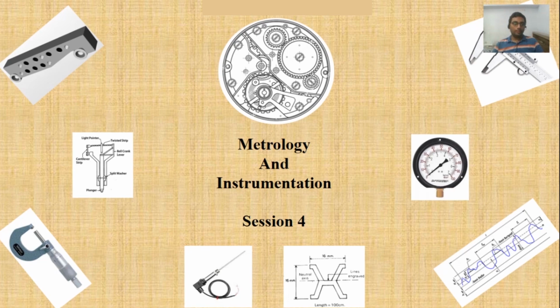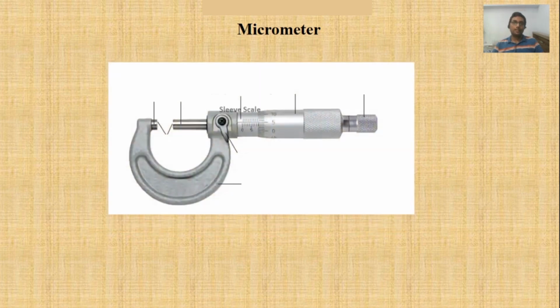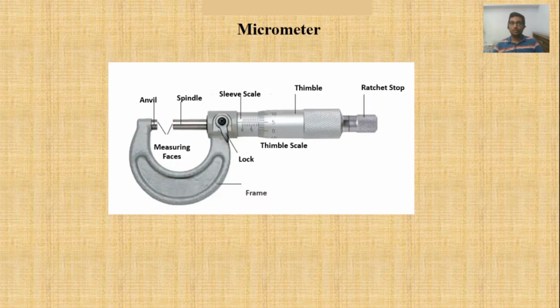Now, starting with the micrometer, having its basic parts such as the sleeve scale, the thimble scale or the circular scale, the thimble, anvil and spindle between which the workpiece is kept for its measurement, measuring faces, lock, ratchet stop, frame.